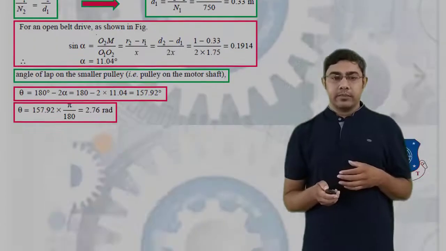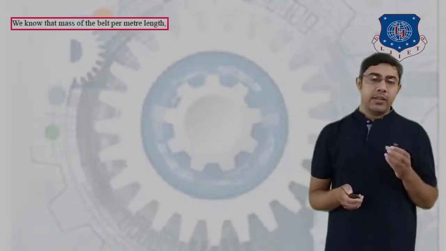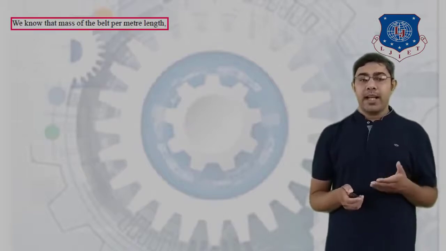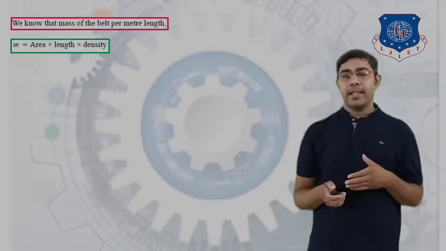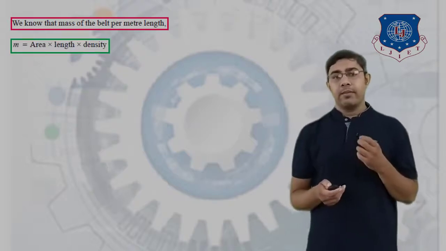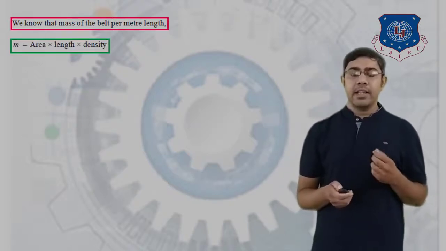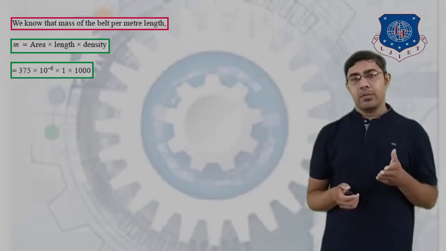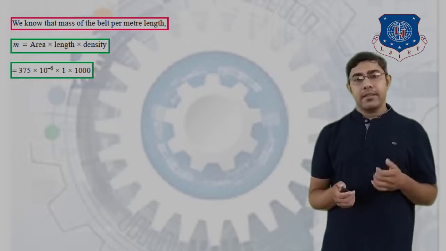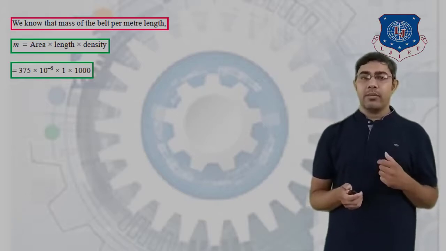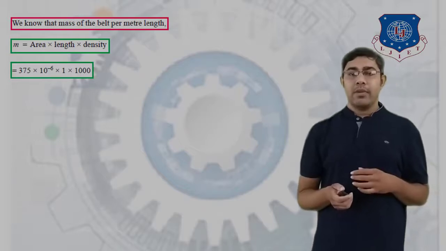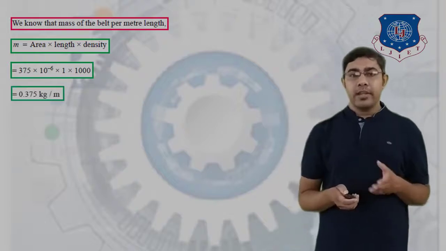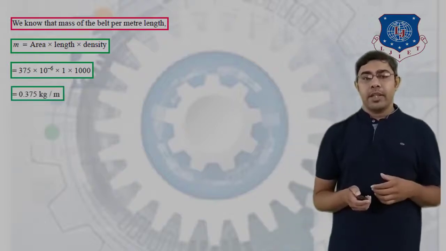Now next is, we know the mass of belt per meter length. So we know that mass is equal to area into length into density. Here length we have to consider per meter length. So when length is considered as 1 meter, and area is given, that is 375 into 10 raised to minus 6. Length we consider as 1 meter, and density is also given in our problem, that is 1000 kg per meter cube. So if we place all these values, we get the mass is equal to 0.375 kg per meter.